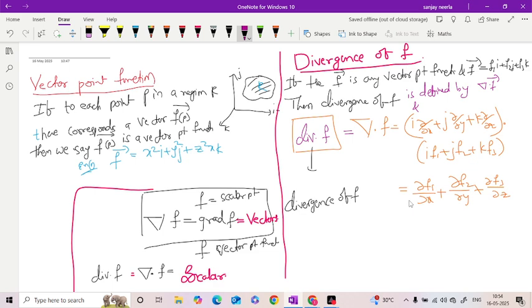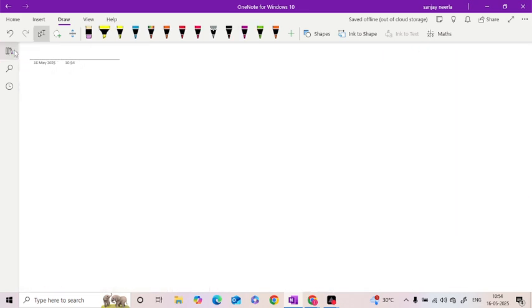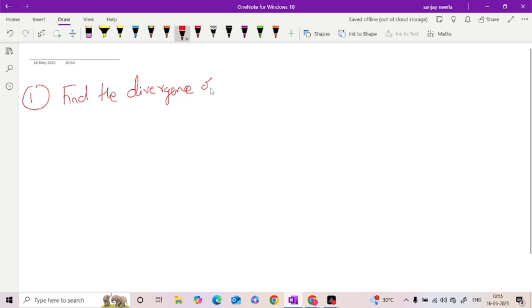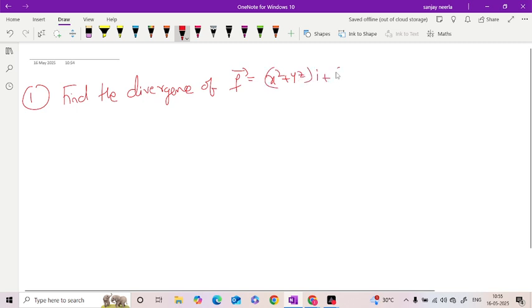And we will see two problems, then we will stop. Divergence of a vector. Now the first problem is: find the divergence of the function f equal to x square plus yz i plus y square plus xz j plus z square plus xy k at the point (1, 2, 3).